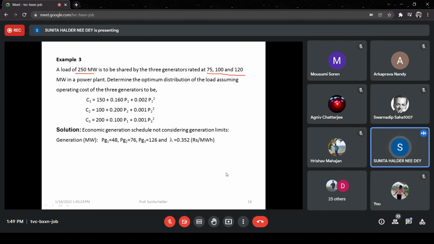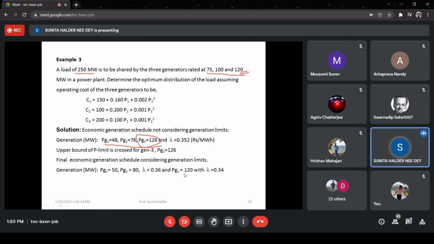If we find out by equating the incremental fuel cost, which I have not shown here because you can do it yourself, then you get this. PG2 is 48, less than 75 megawatt; PG1 is 76, less than 100; but PG3 is 126, but its rating is 120. So it is beyond the limit and not possible. Then we have to fix PG3 to the 120 value.